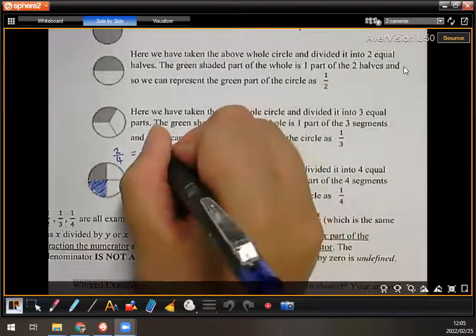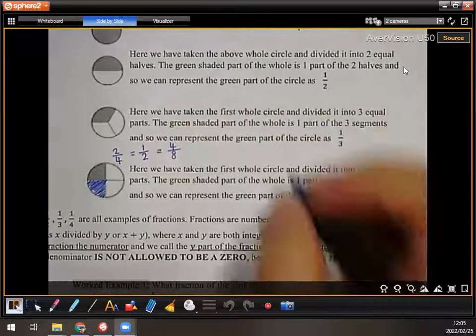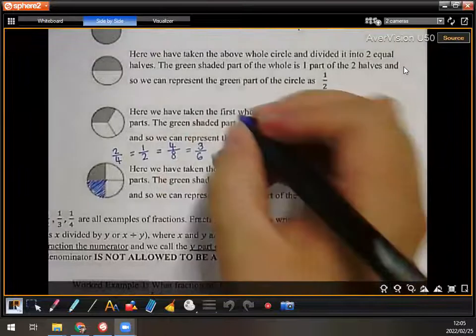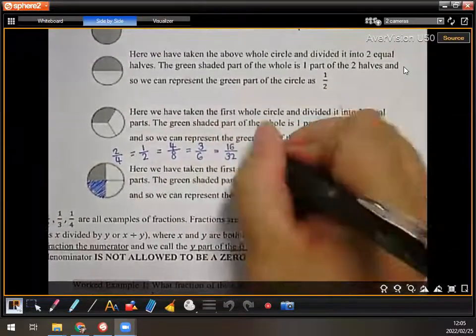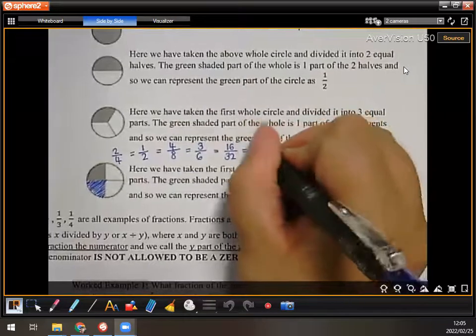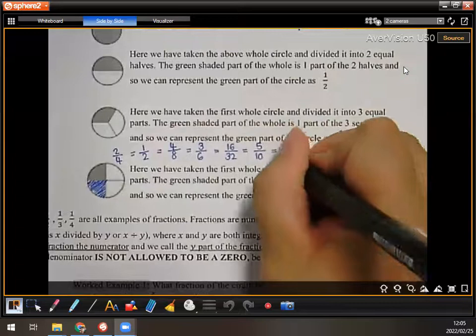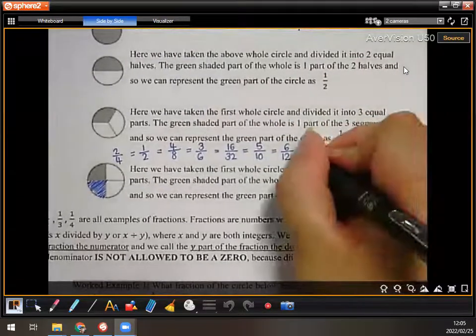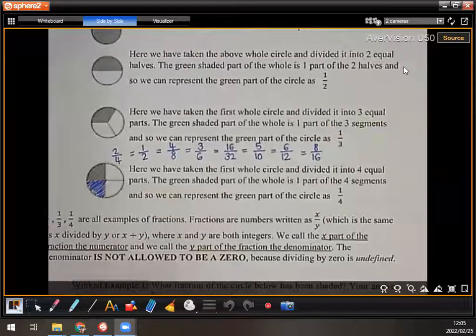David? 4 over 8. Yes. Another one? 3 over 6. Yes. 16 over 32. All right. Adam? 5 over 10. Yes. 6 over 12. Yes. 8 over 16. Yes. I'm going to stop there now. You get the idea.